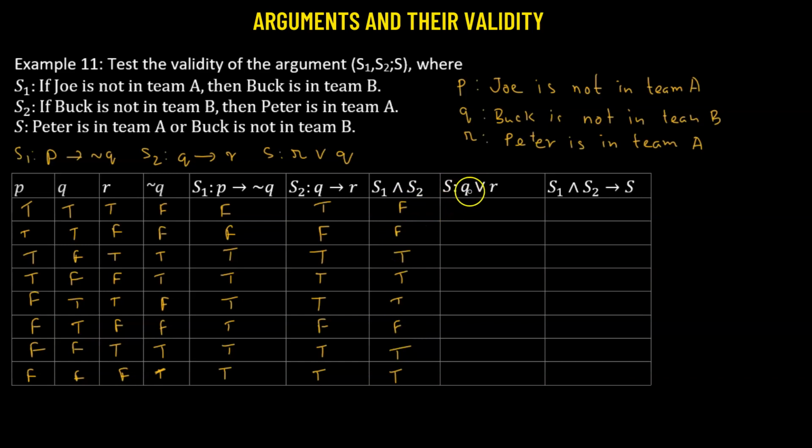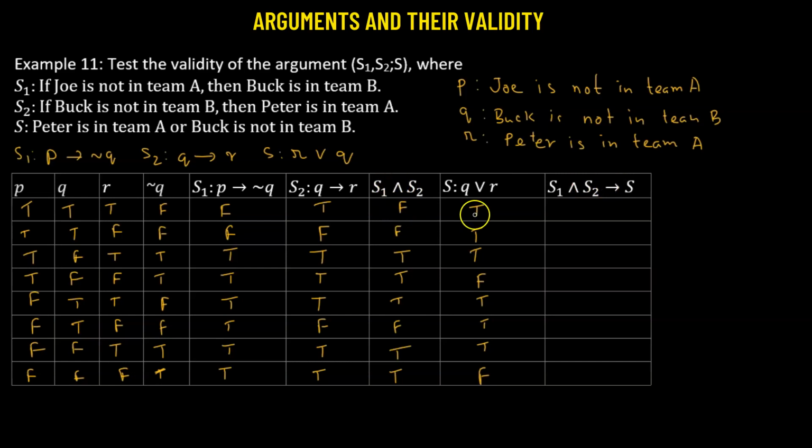Now we come to the conclusion, which is the disjunction between Q and R. So this is going to be true when at least one of them is true. So the first case will be true, second true, true. This will be false because both of them are false. So, and the last also, this is false, and in all other cases it is going to be true. Then we finally find out the conditional statement. If S1 and S2, then S.